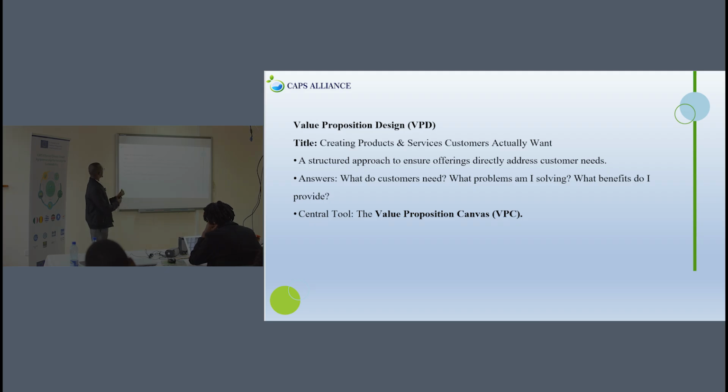So here is now the value proposition design. This one Prof explained very well and differentiated between VPD and BMC. This one mainly targets customers. Who are your customers? So you create products and services that are customer-centered. Customers are the ones who will direct you on what to make. So under this, it will answer the question, what do customers need? You don't work on your own mind, but you have to know what the customers need.